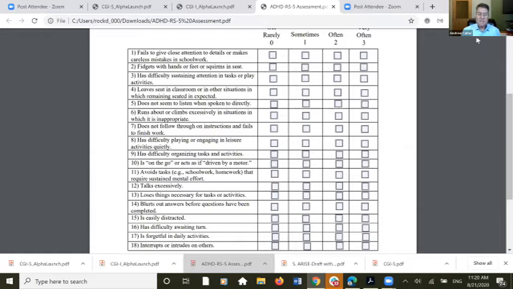Item number 8 is difficulty playing or engaging in leisure activities quietly. Now, this is fairly obvious. Are they being loud? Do they raise their voice? Now, this is not talking a lot. This is more, are they loud? Talking a lot is going to come up in another item, but this is, do they play loudly?